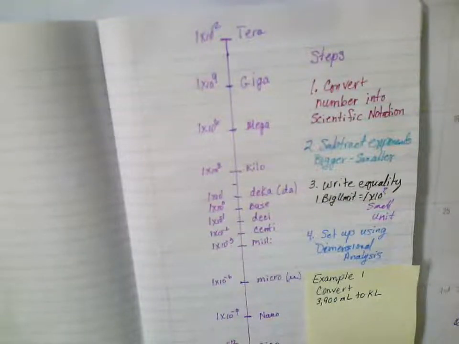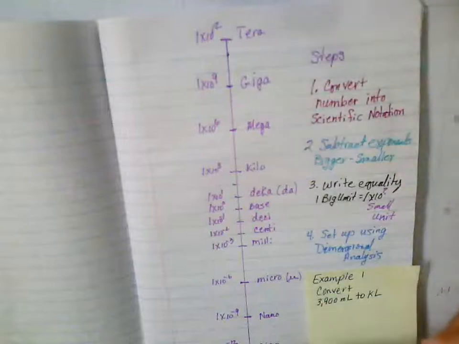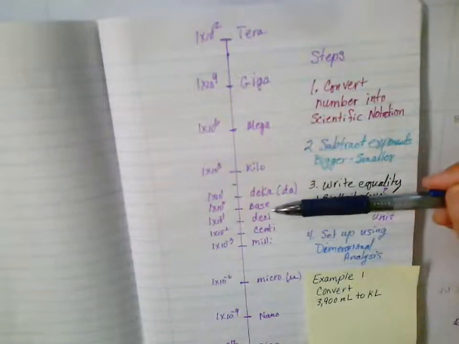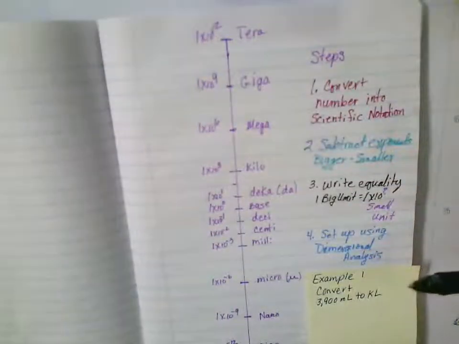Hey guys, so let's go through an example from class today. I was talking in class about converting from one unit to another using the metric system. And we talked about this chart where we have from tera all the way down to pico. In the middle, we have our base units, and we have all these powers of 10 that separate them.